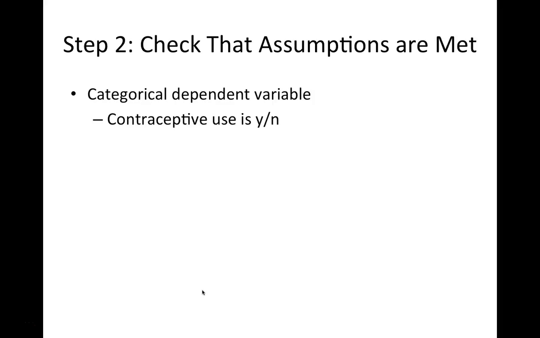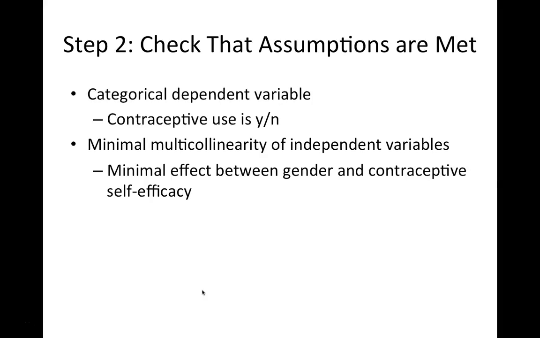So we have the 3 variables in here. We have a categorical dependent variable. Contraceptive use is yes or no. So that is in fact a dichotomous categorical dependent variable. We have minimal multicollinearity of our independent variables.